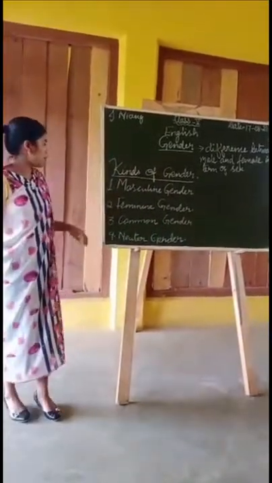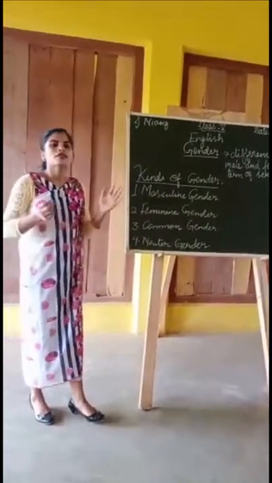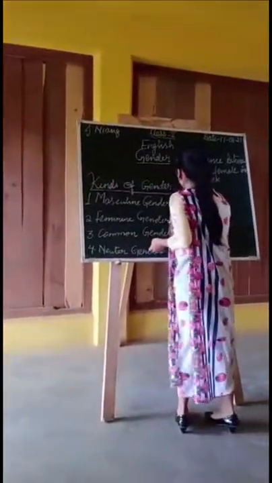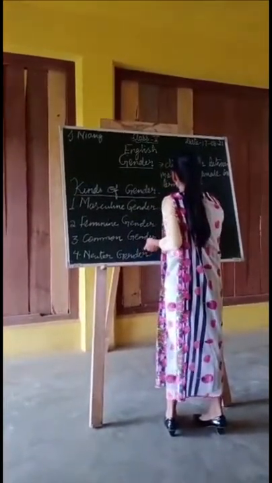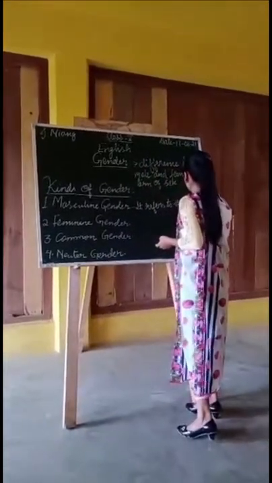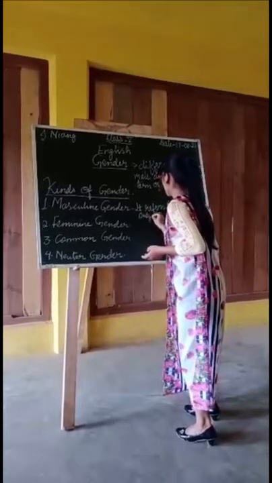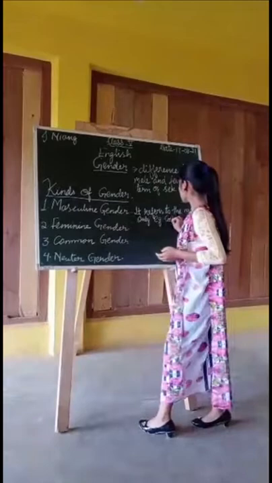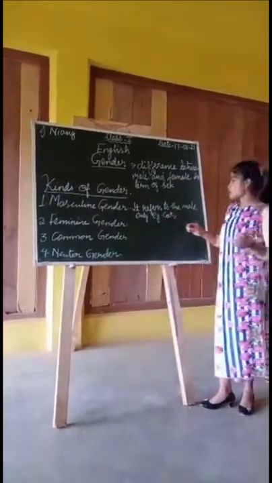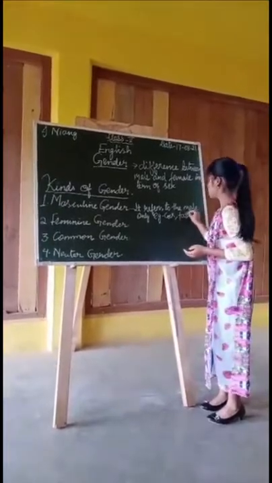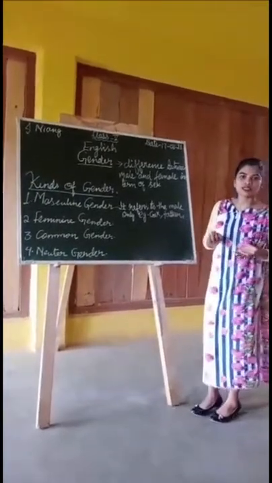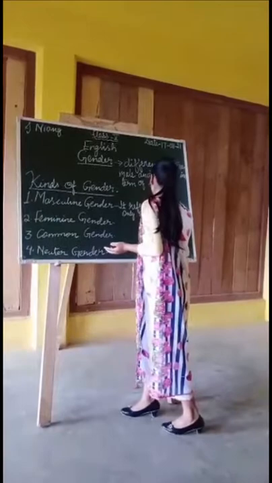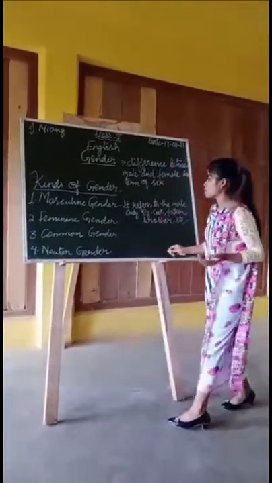Now, let us learn one by one. Number one, masculine gender. Please remember, it refers to the male only. Examples, like cock, then father. Okay, anyone, please give an example. Very good, it is brothers, etc.